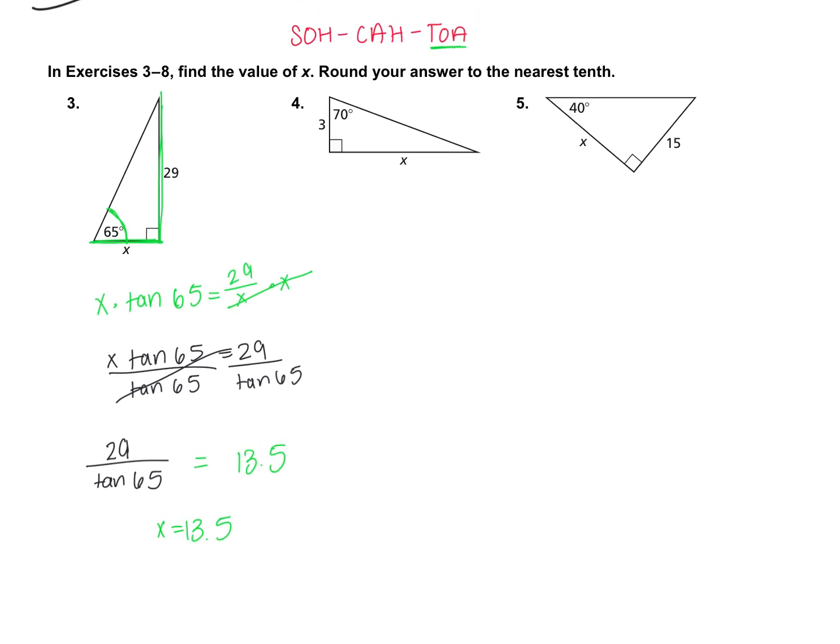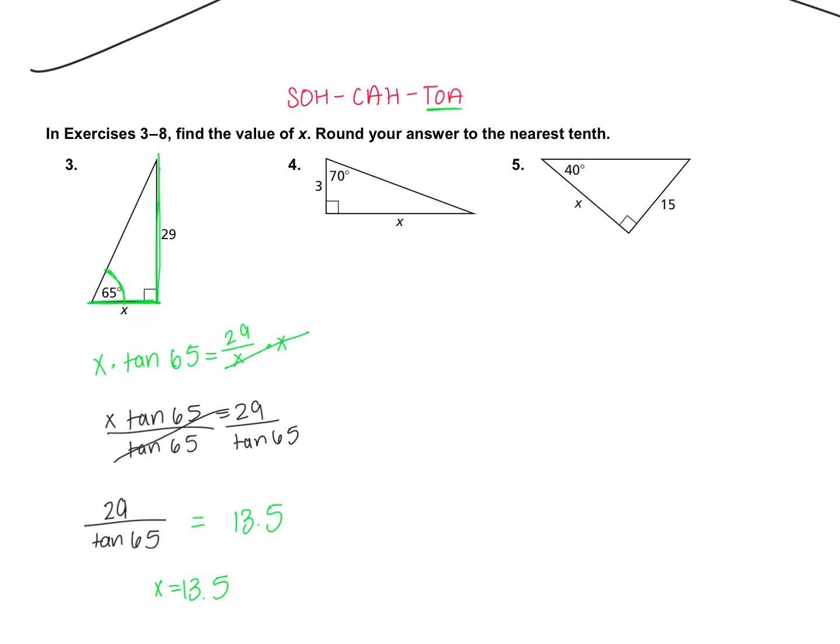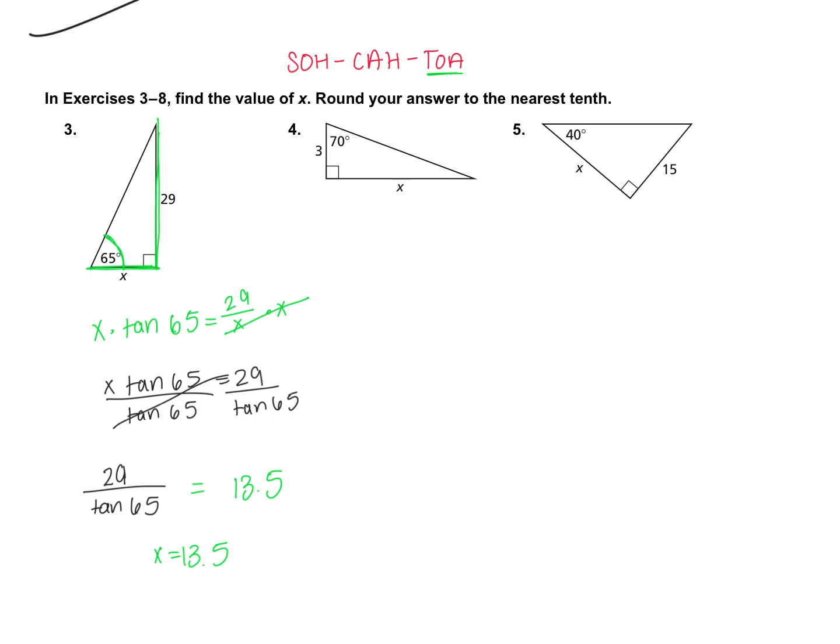All right, looking at number 4. What are they giving me for number 4? They're giving me my opposite side and my adjacent side, so I'm still using tan. So looking at it, I'm going to have tan 70, so just underlining in blue so you can see, equals opposite over adjacent. And for this one, I can go ahead and just multiply both sides by 3. Plugging it into the calculator, x is going to equal 8.2, and that's your answer.